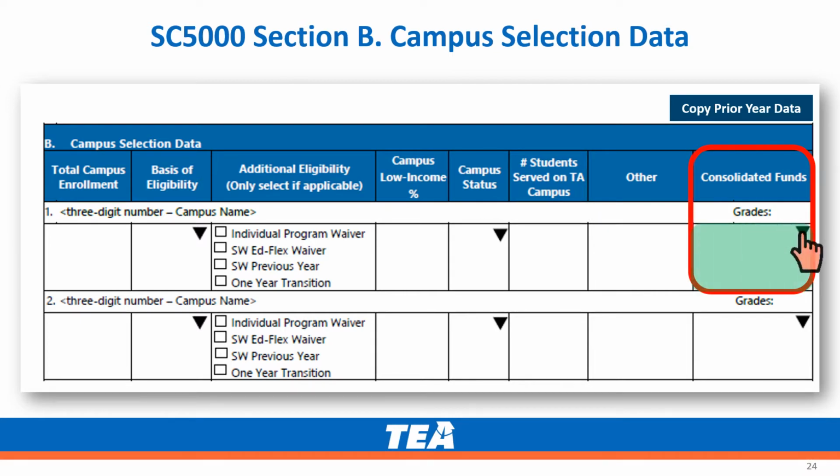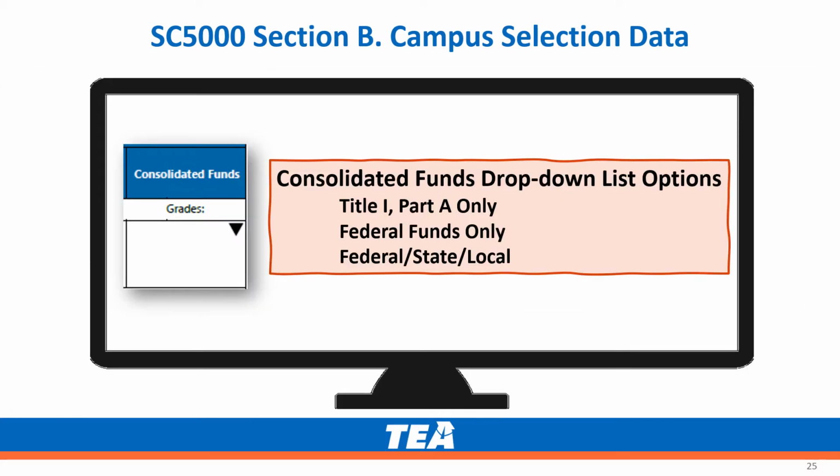The Consolidated Funds column is a drop-down list. Complete this column only if the campus's Title I Part A campus status is school-wide program. Select from the drop-down list to indicate whether and how the LEA intends to consolidate funds. The drop-down list options include Title I Part A only, federal funds only, or federal, state, and local. For specific information and definitions for each of the options, please see the SC5000 Schedule Instructions and the SC5000 Guidance Handbook.